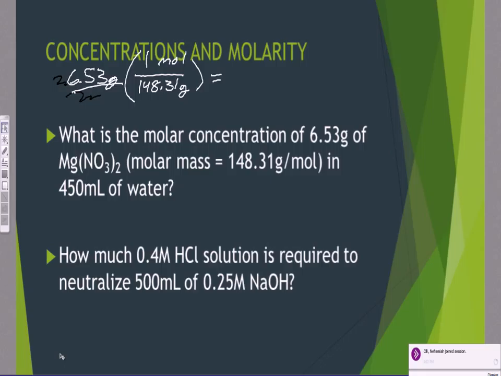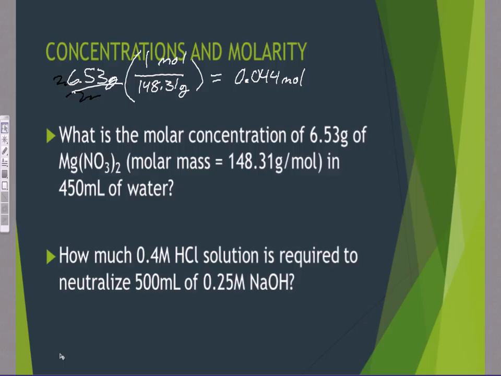0.044. So does everyone else agree with that, and did somebody else get the same number? All right. So if that's how many moles of magnesium nitrate we're working with, and this is how much water we're working with, and we're looking for the molar concentration, what is our next step?